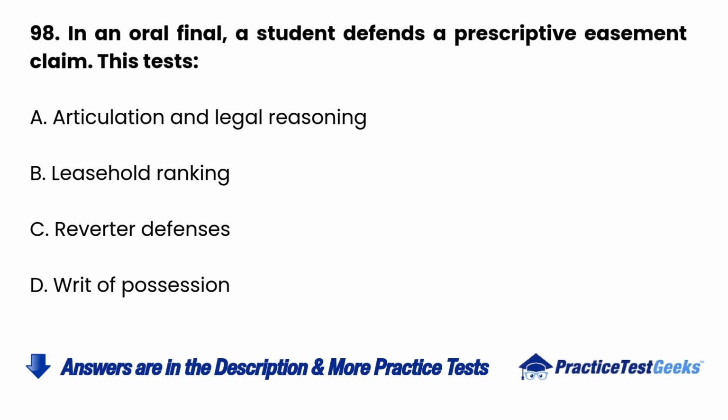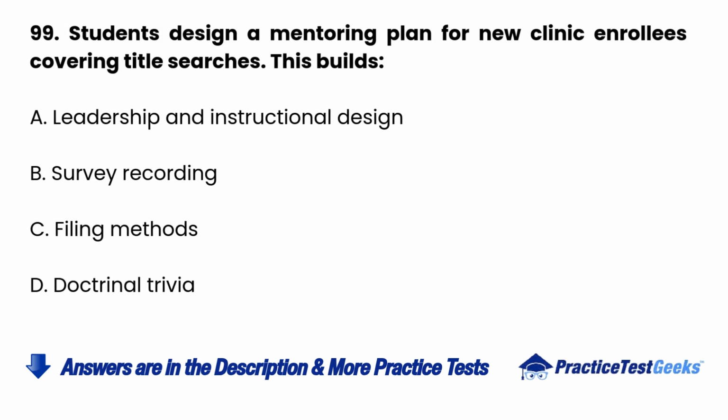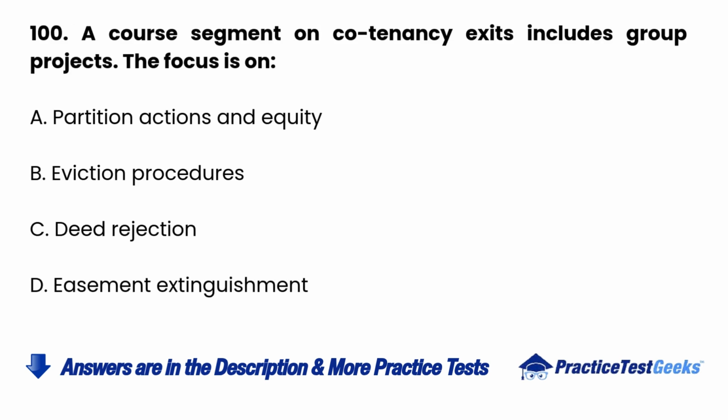D. Writ of possession. 99. Students design a mentoring plan for new clinic enrollees covering title searches. This builds A. Leadership and instructional design. B. Survey recording. C. Filing methods. D. Doctrinal trivia. 100. A core segment on co-tenancy exits includes group projects.